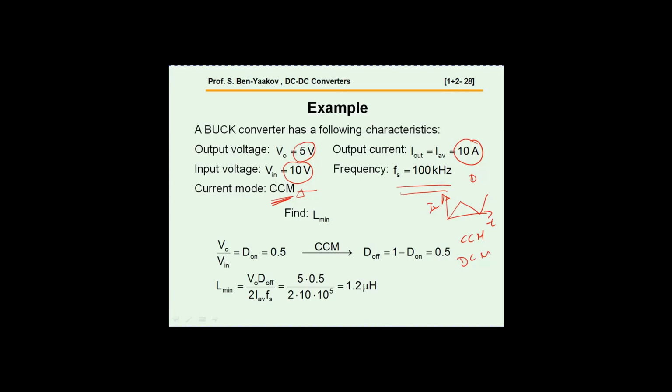So we know the output, we know the input, and the ratio between them is the duty cycle of operation, and D off is 1 minus D on, so it's also 0.5, and you plug it into this equation and you get L minimum of 1.2 microhenry. Okay, interesting to note that if the current goes up and up, that is, if you operate at a higher and higher current, in fact, you can operate with a smaller and smaller inductor.